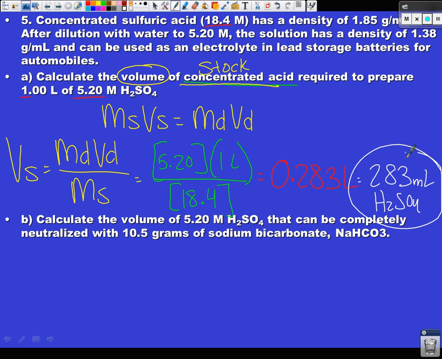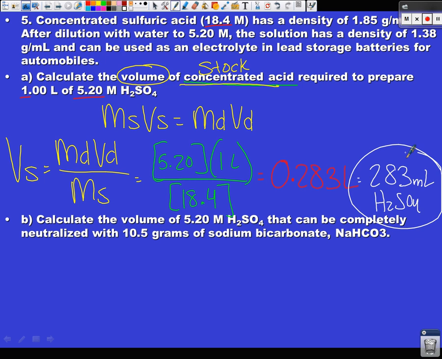All right, so let's look at part B. Calculate the volume. Stop right there. I know I need a liter or milliliter of the 0.52 molar. So actually, I want to pause on B for just a second.